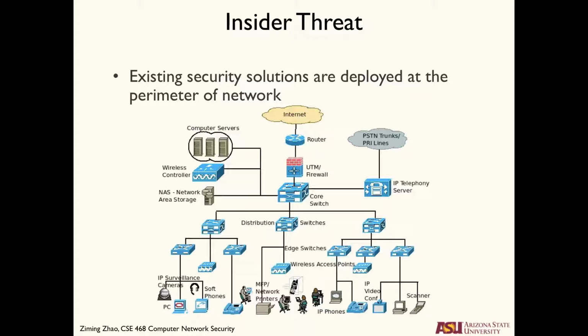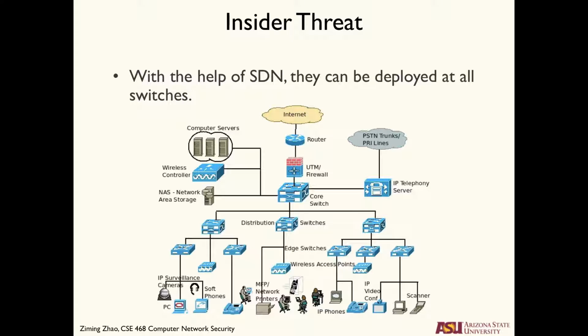But with SDN, every packet has to go to a switch. Even though that switch is not at the boundary of the network, it can still see that packet. So with SDN, we can put those detection rules in the flow tables of each switch. In this case, each switch is kind of like a security policy enforcement point for us. So it's ubiquitous. It's anywhere in our network. It doesn't have to be at the boundary of the network. So this might be one of the benefits of using SDN for enterprise security.